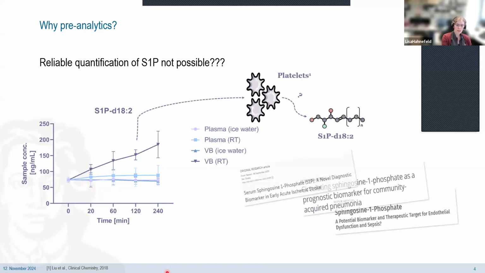The S1P is presumably released from platelets, but there are several publications stating that S1P is probably a good biomarker for whatever disease, but they were not referring to how the samples were processed, and some of them even used serum samples, which always requires incubation time at room temperature. Of course, none of these researchers intended any ill will, they just didn't know. But for the future, of course, we should try to avoid this bias.